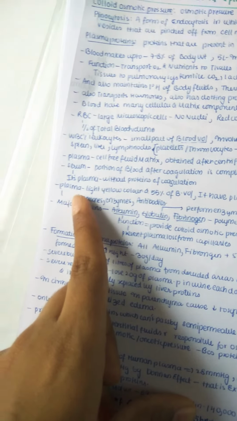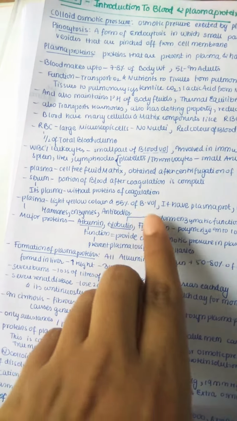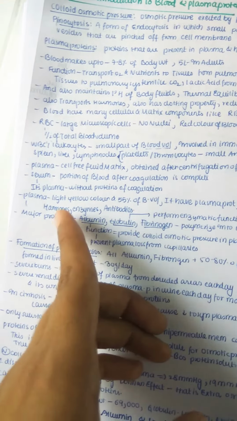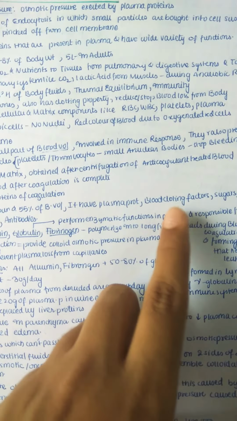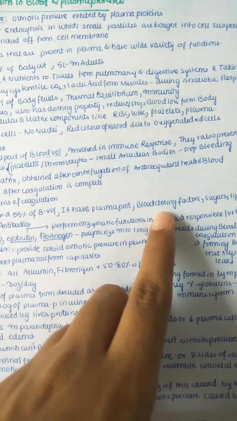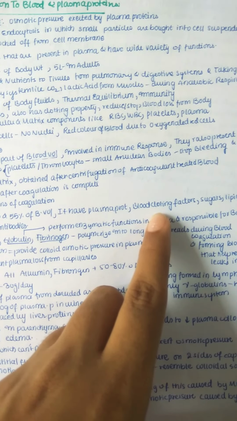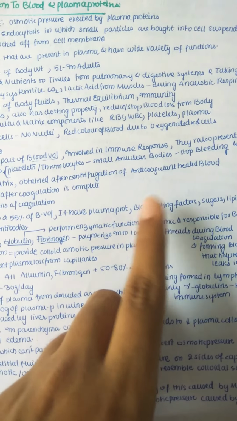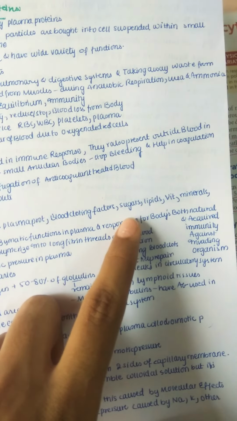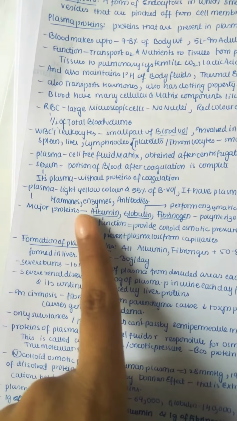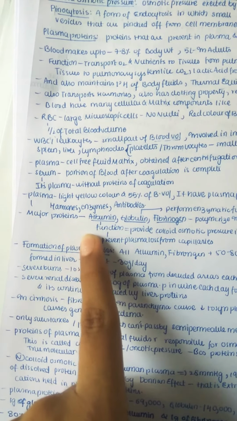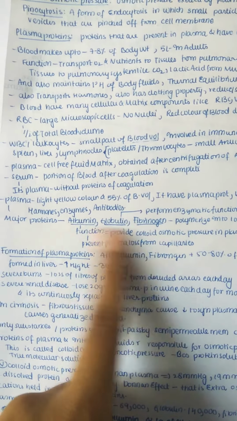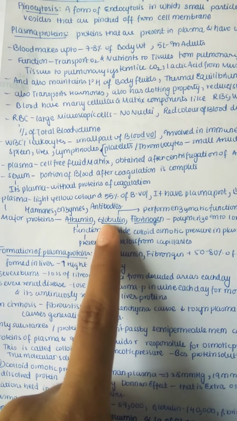And now let us see plasma. Plasma is a light yellow colored substance, and 55% of the blood volume is occupied by plasma, and it has plasma proteins and blood clotting factors. So this is the very differentiating factor between blood plasma and serum. Serum doesn't have any coagulation proteins, whereas plasma has blood clotting factors, and also it has sugars, lipids, vitamins, minerals, hormones, enzymes, antibodies, everything. Almost all the substances are present in plasma. Plasma has some major proteins, which you can remember as AGF: albumin, globulin, fibrinogen.